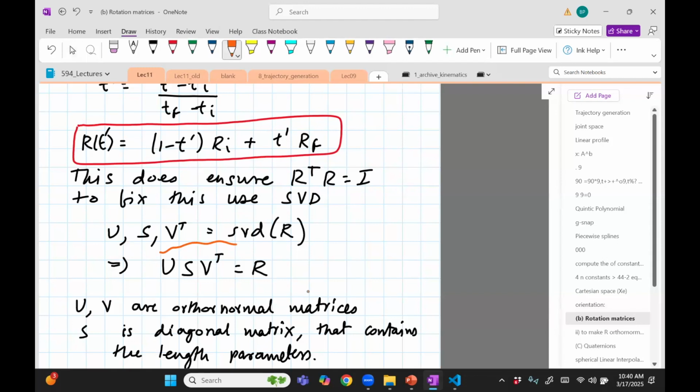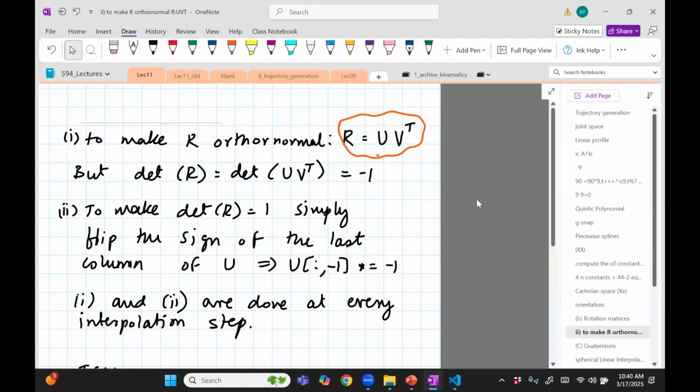Note that this was the formula, and there was this S, which is the scaling parameter. It is basically the length scale. We just stripped off the S totally, so we removed the S. We now have R as this, but U and V are orthonormal matrices, so they will follow the property that R transpose R is I.